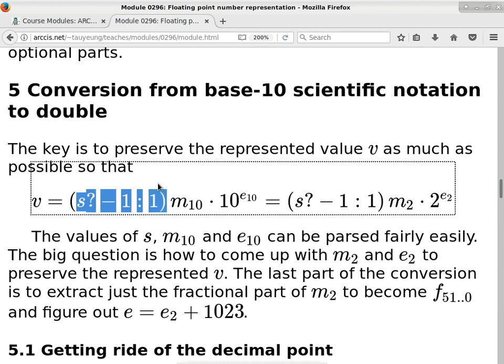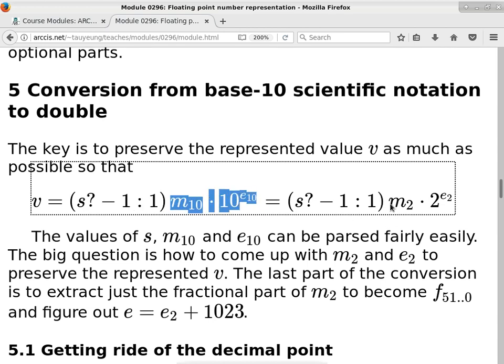So assuming we have E10 and M10 done already, sign is not really that big of a deal because it is the same whether we're dealing with base 10 or base 2. So we're not too concerned about the sign. The really important part is how we convert from this into this. In other words, we have a mantissa multiplied by a magnitude specified as a power of 10. How do we change the representation into a mantissa multiplied by a power of 2 to specify the magnitude? That is the question.